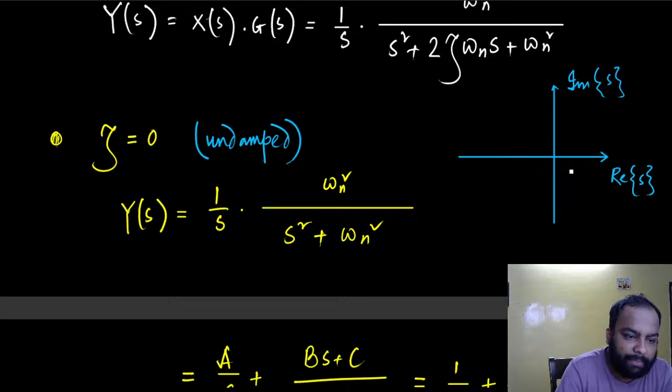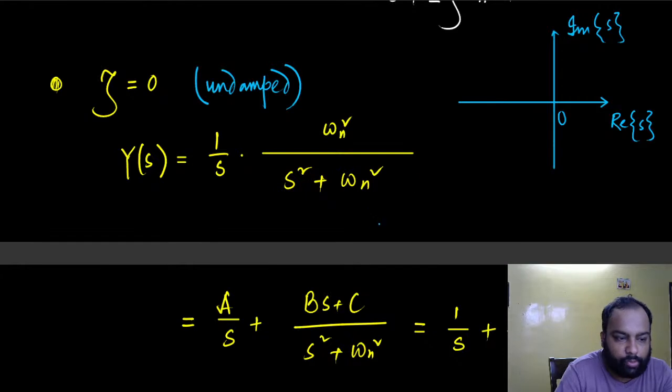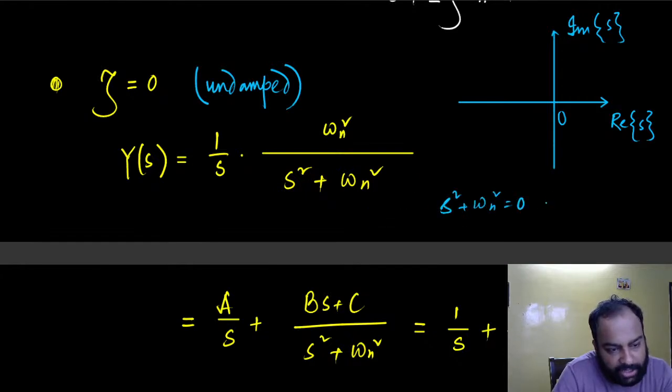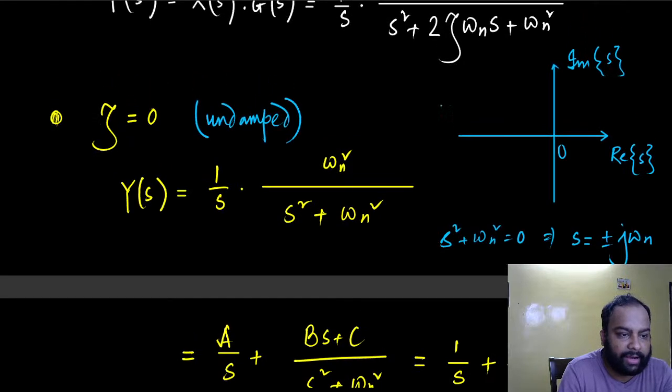How many poles does the system have? It has 2 poles, right? And what are the values of the poles? If I solve s square plus omega n square equal to 0, I would get s equal to plus minus j omega n. So the values of the poles are plus j omega n and minus j omega n. This is how we denote poles, right? So these are the two poles of the system.